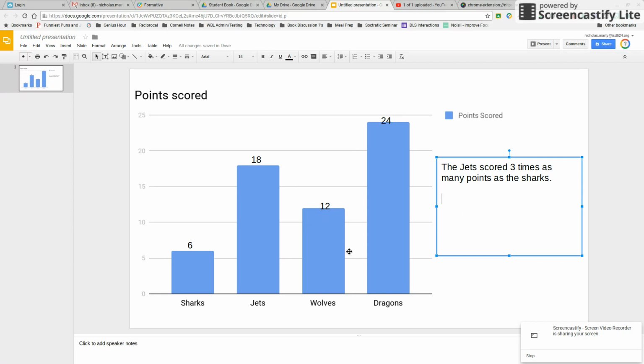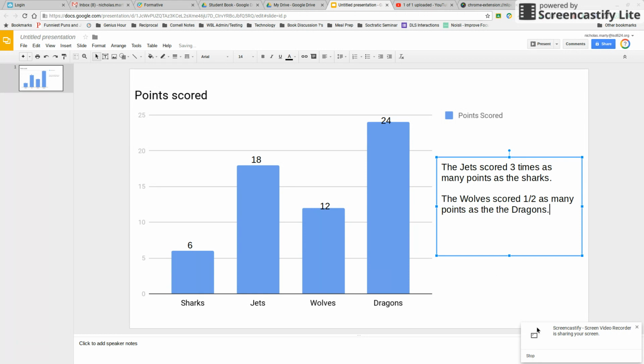Another statement I could make, if I look at the Wolves and the Dragons, I see the Dragons scored 24. I see the Wolves scored 12. That's half as many points because I know 12 times 2 will get me 24. So I could make a statement that says the Wolves scored 1/2 as many points as the Dragons.